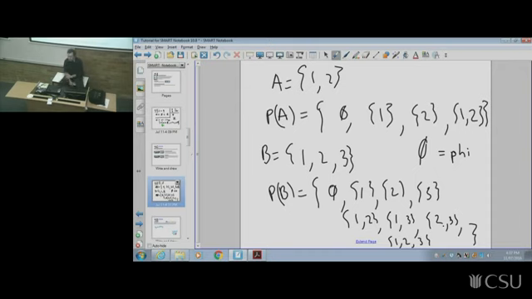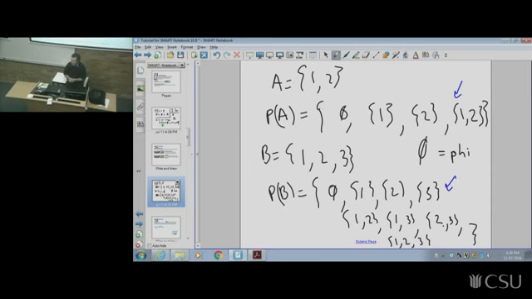So what's the size of that? How many elements are in that? What's the cardinality of that set? Okay, so what's the size of this set? What's the size of this one over here? People are saying 8. I hope the size would be 8.